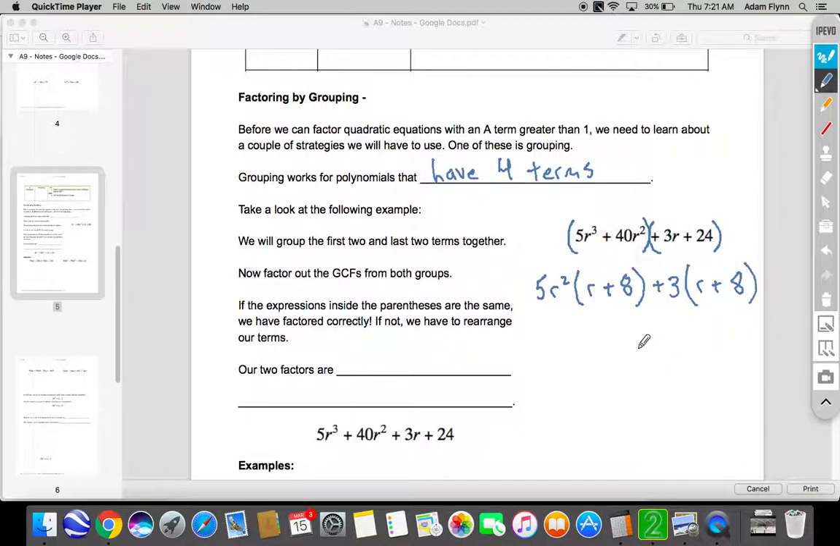Now notice this is no coincidence right here. We have the same expression in both our parentheses. This means we did this correctly. This means that r plus 8 is one of our factors.